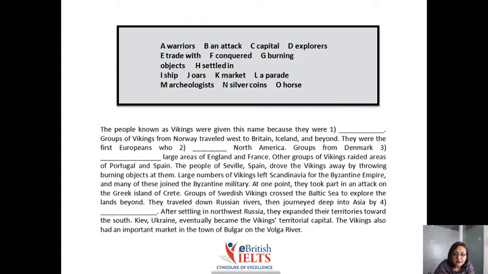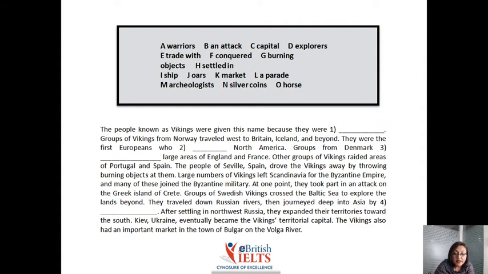So I'm still trying to identify a synonym and be absolutely sure that this is the word that's going to fit into the gap. So what comes after the gap here? If I read the question once again for you: Groups from Denmark dash large areas of England and France.